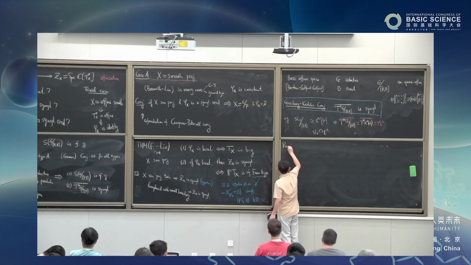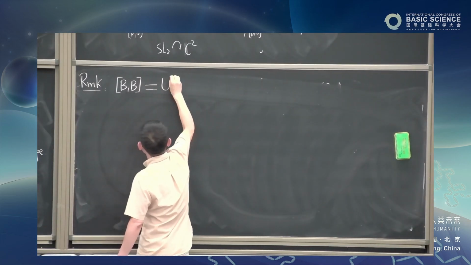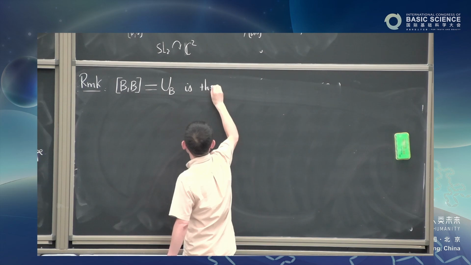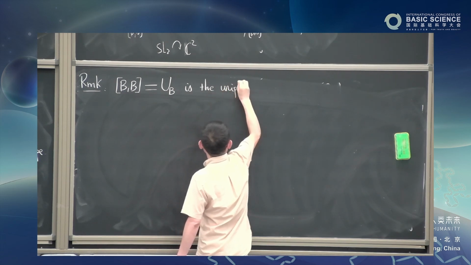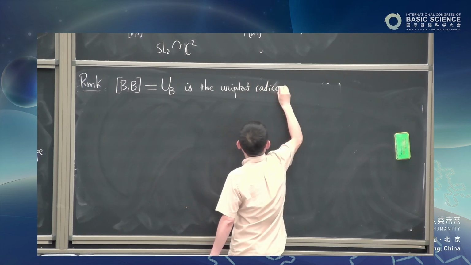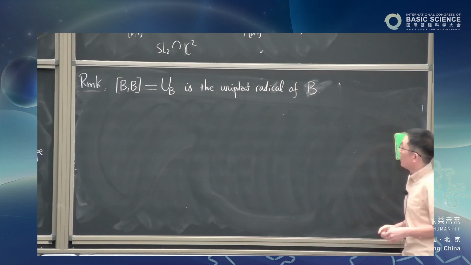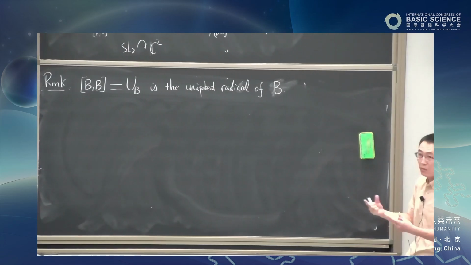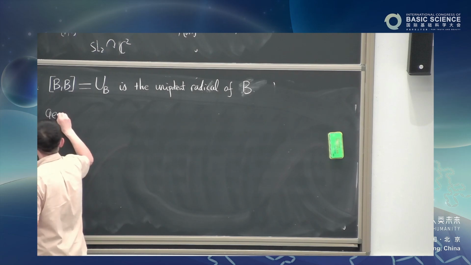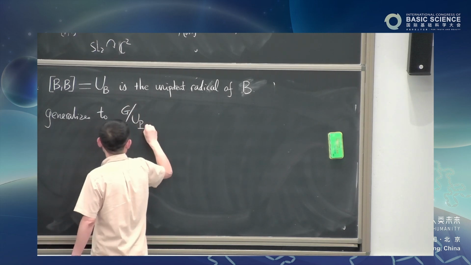Remark: in fact, this is the unipotent radical of B. You may wonder why we consider it, but why we try to generalize this also generalizes to G mod UB or G mod UP.